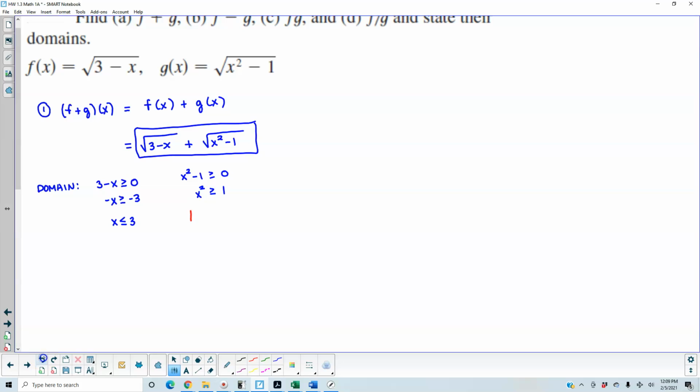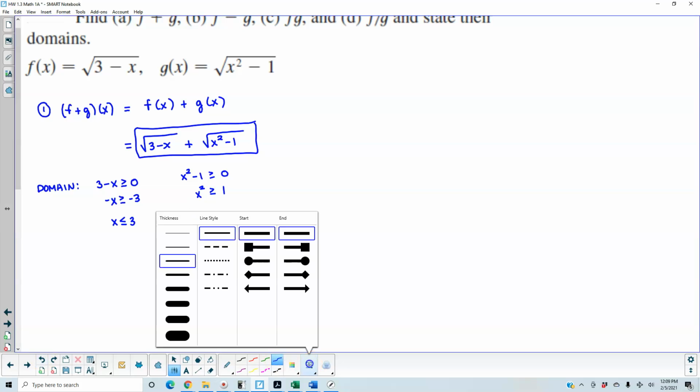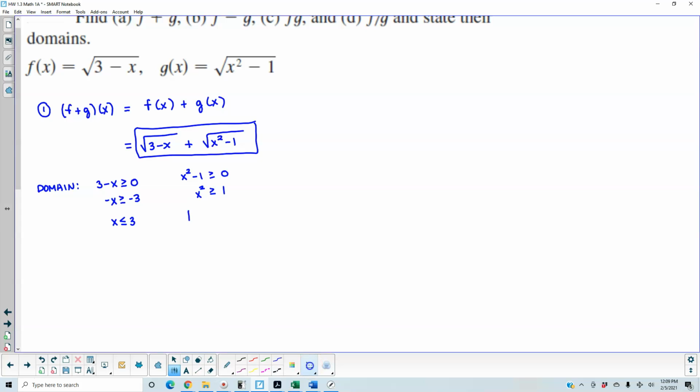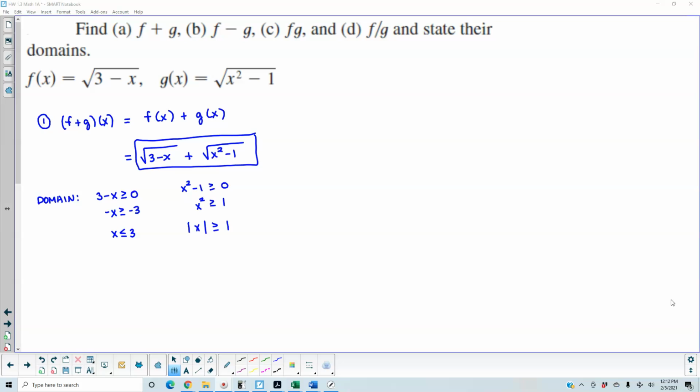So here we can see that the absolute value of x has to be greater than or equal to 1. So recall that the absolute value of x greater than or equal to 1 means that x is less than or equal to negative 1, or x is greater than or equal to 1. So when we figure out our domain, we can look at the value of positive 1 here, and then here is 3. And then here we have negative 1.